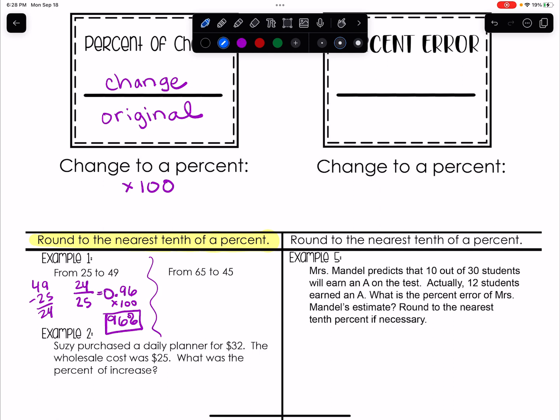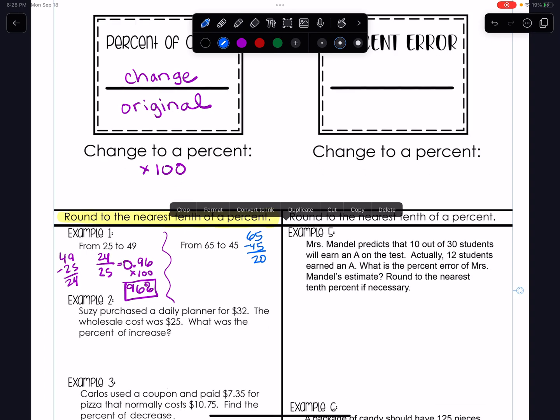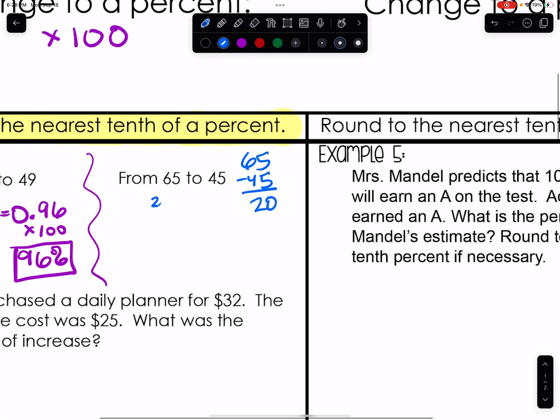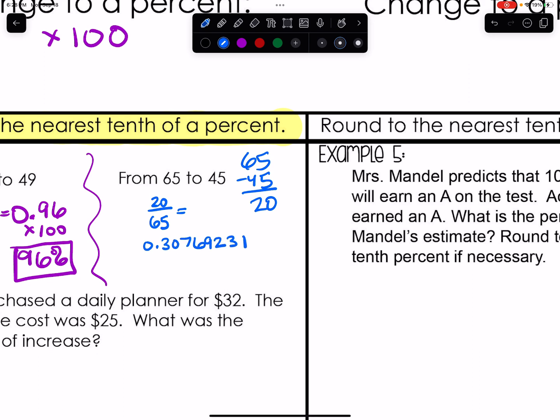So we have a decrease from 65 to 45. So you're just subtracting always the smaller number from the bigger number to just find out the difference between the numbers. So that number changed by 20, and the original number was 65. On my calculator, I'm going to do 20 divided by 65. And I get a big mess. I get 0.307692231. So it says to round to the nearest tenth of a percent.